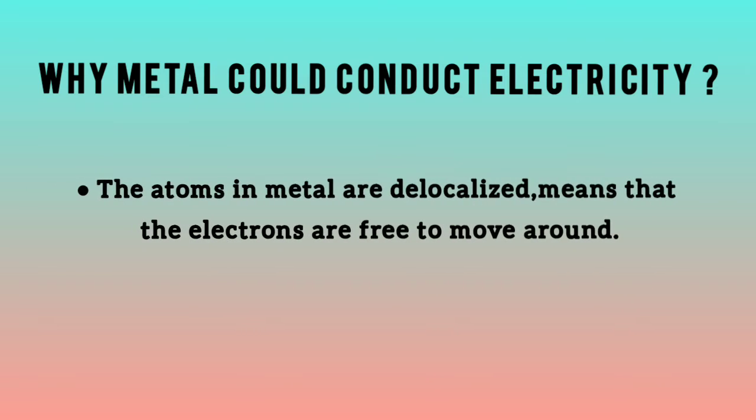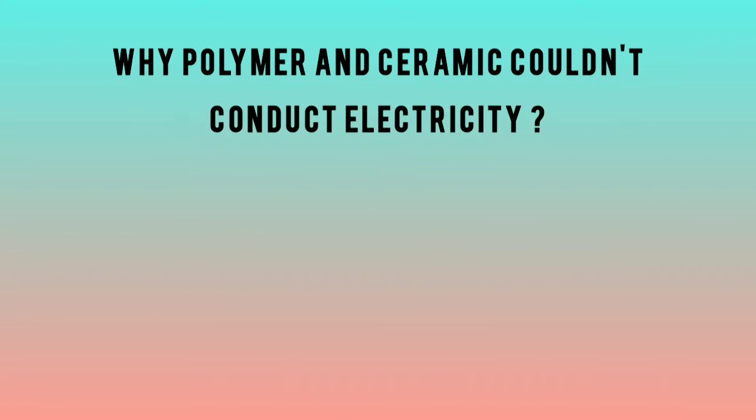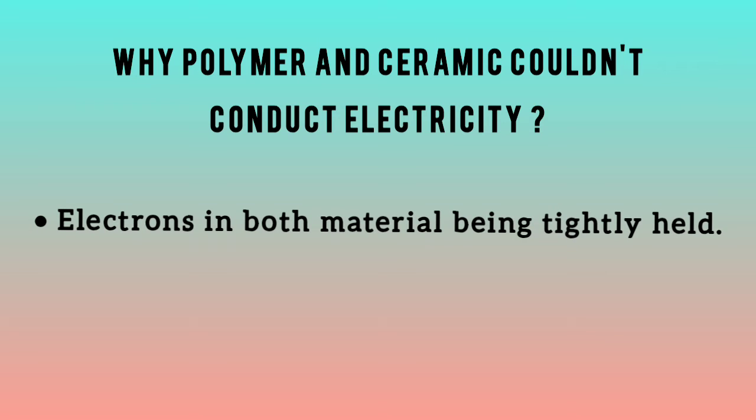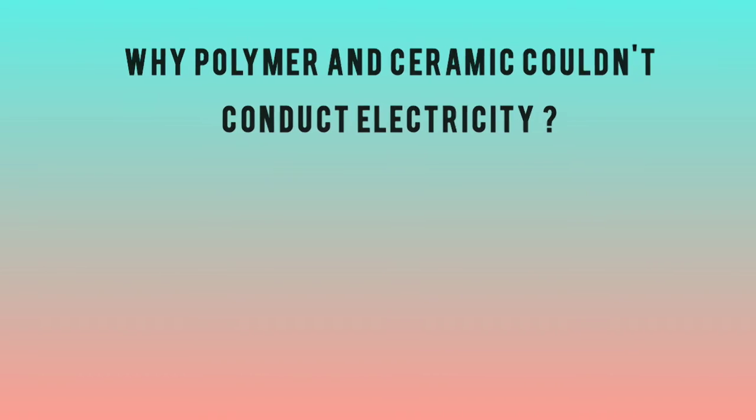Let me explain why. The atoms in metal are delocalized, which means that the electrons are free to move around. When under an electric field, the electrons vigorously move throughout the structure, carrying an electric charge as they move. Whereas for polymer and ceramic, both of their electrons are tightly held, which means that there are no free electrons to carry the electric charge throughout the structure. That is why these materials are preferred as insulators.